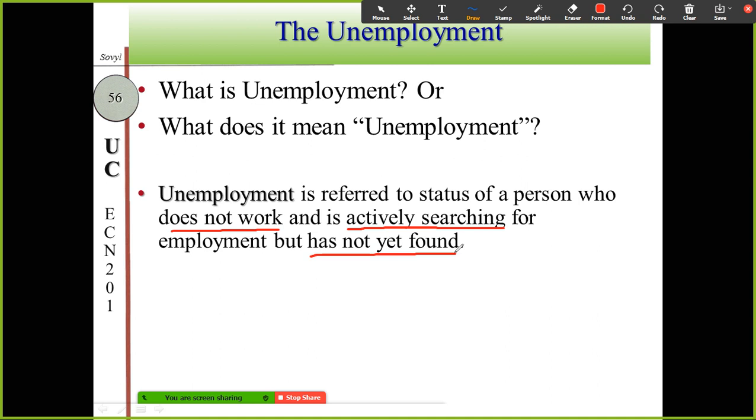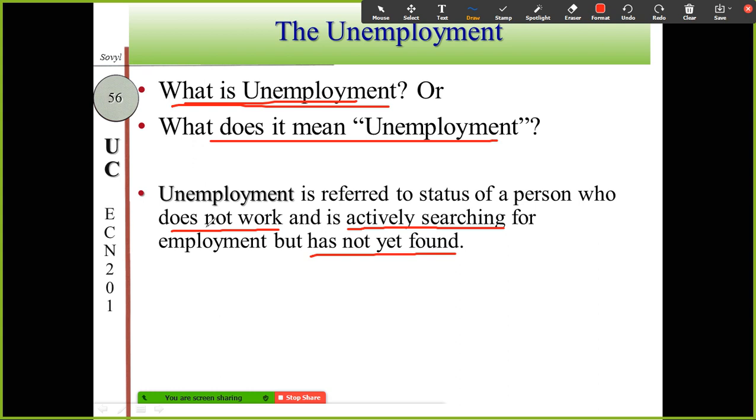Okay, so if a question asks what does unemployment mean, or what is unemployment, don't answer only "the person who does not work or does not have a job." This is not a correct answer.